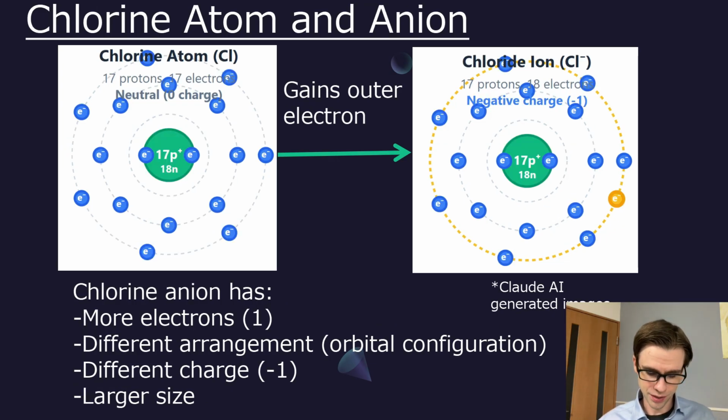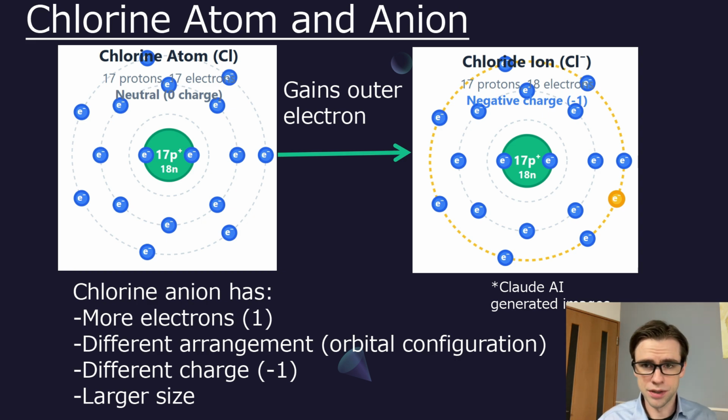Alright, how about chlorine? To make NaCl, chlorine will need to gain an electron. So we can start with chlorine here on the left, chlorine atom Cl. It's got 17 protons, 17 electrons, neutral, 0 charge. It's got these levels, level 1, 2, and 3. And it's got 7 electrons in that level 3 on the outer shell.